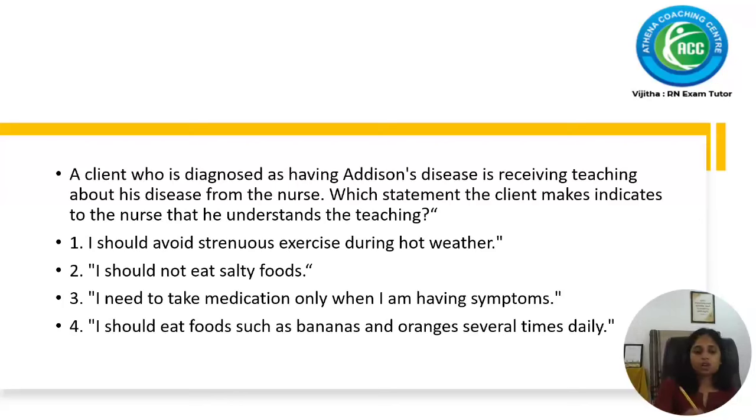Okay, so I will just repeat: Addison's disease means glucocorticoid and mineralocorticoid are both produced less. Hyposecretion of glucocorticoid and mineralocorticoid. That is Addison's.